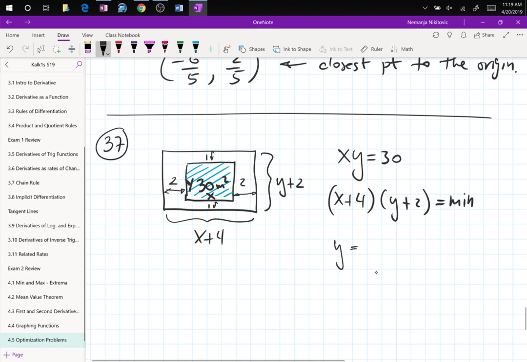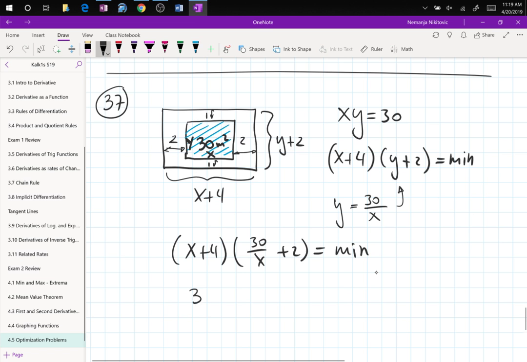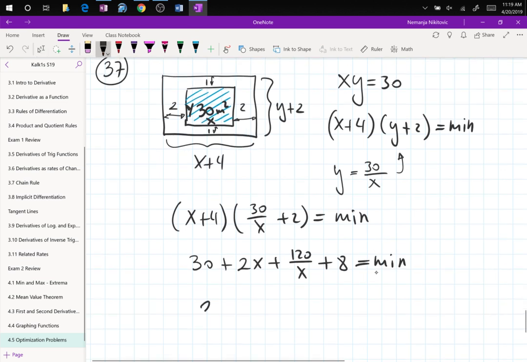So y is equal to 30 over x, and you plug that in. So now we have x plus 4 times 30 over x plus 2. FOIL everything, that's 30 plus 2x plus 120 over x plus 8 equals a minimum. 2x plus 120 over x plus 38 equals a min. There it is, only one variable, x.